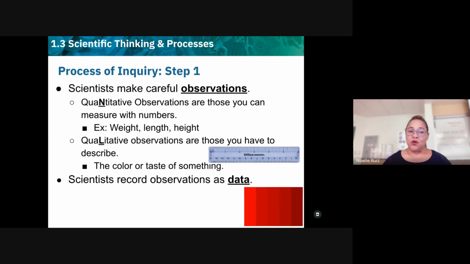When scientists record observations, they just write it down, whether it's numbers or the description of something. They call that data. And scientists collect data with their initial observations, and we will collect more data later.